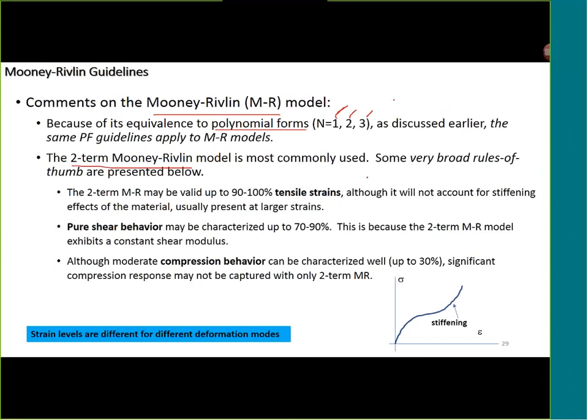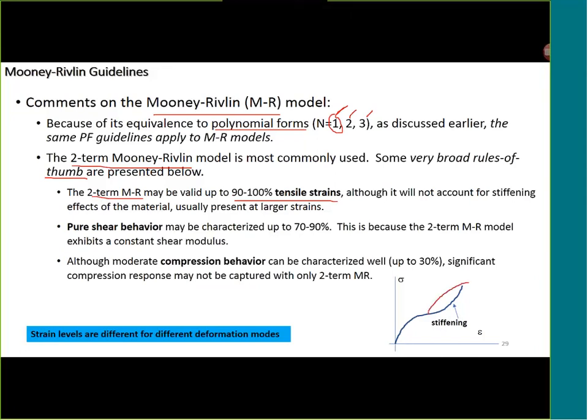Here are some very broad rules of thumb. Again, remember that this is just a rule of thumb, not strict rules. The 2-parameter Mooney-Rivlin model can be used up to 100% tensile strain, although it will not account for the stiffening effect, because we are using only n equal to 1, which cannot capture the complex curve which requires a higher order polynomial to capture the curve.